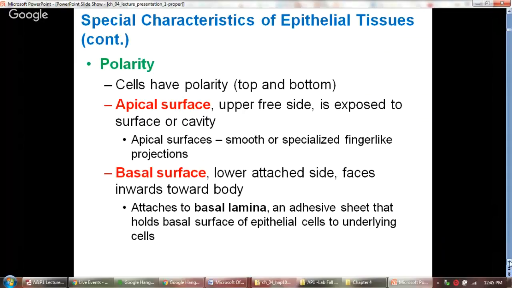The basal surface is the bottom surface, which faces inwards towards the body, and it attaches to the basal lamina, which is an adhesive sheet that holds the basal surface of the epithelial cells to the underlying cells. So it's like a little base under the epithelial cells.